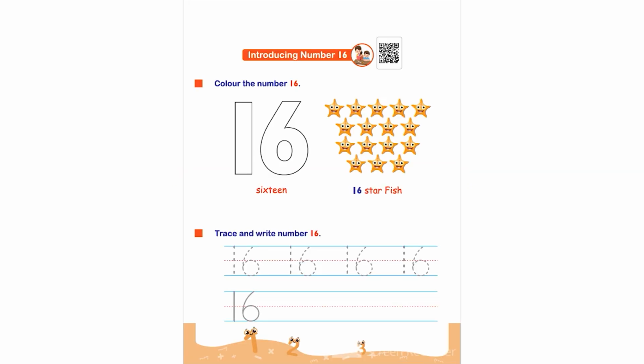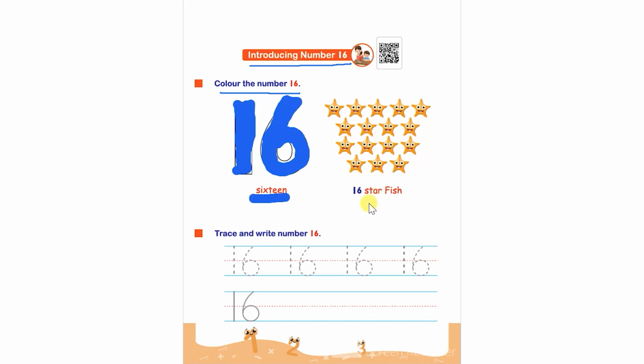Hello everyone. In this worksheet, the topic is introducing number 16. Over here, color the number 16. So here the child has to color the number 16 first of all, and for that they can use either crayons or pencil colors. After that, they have to read the number 16 in words which is given over here below.